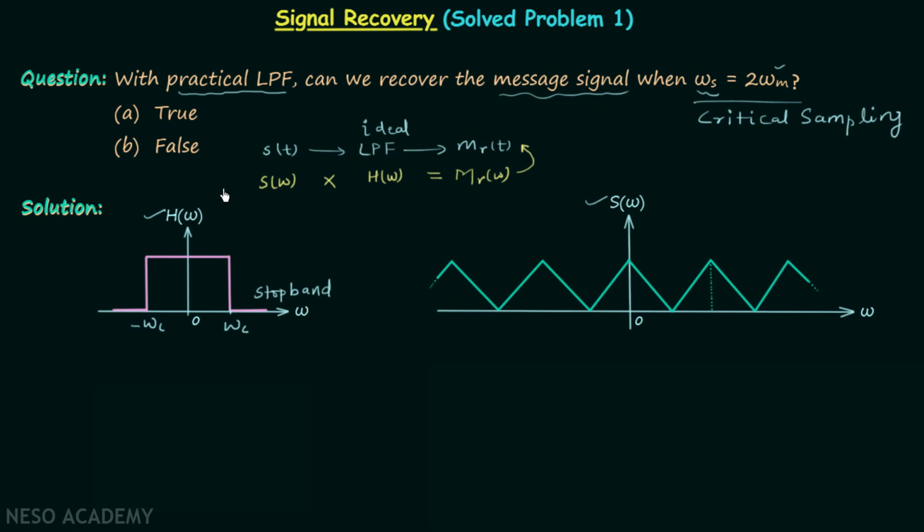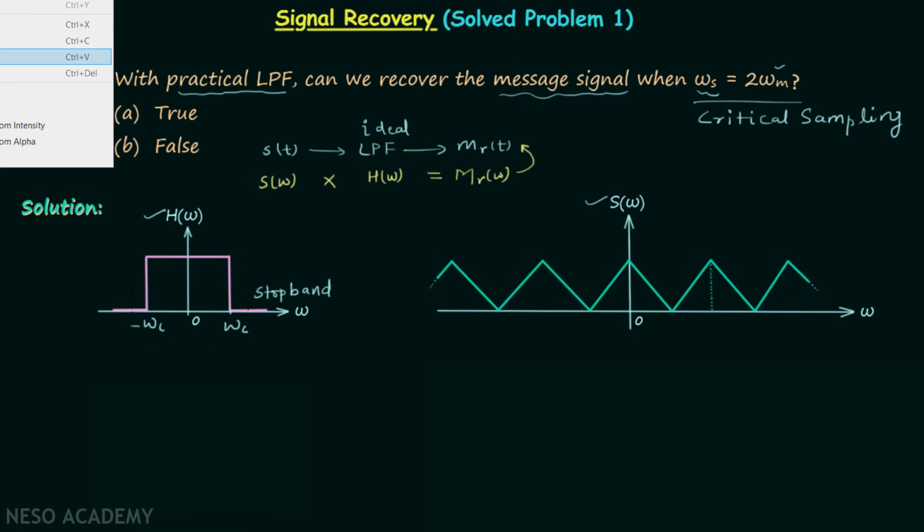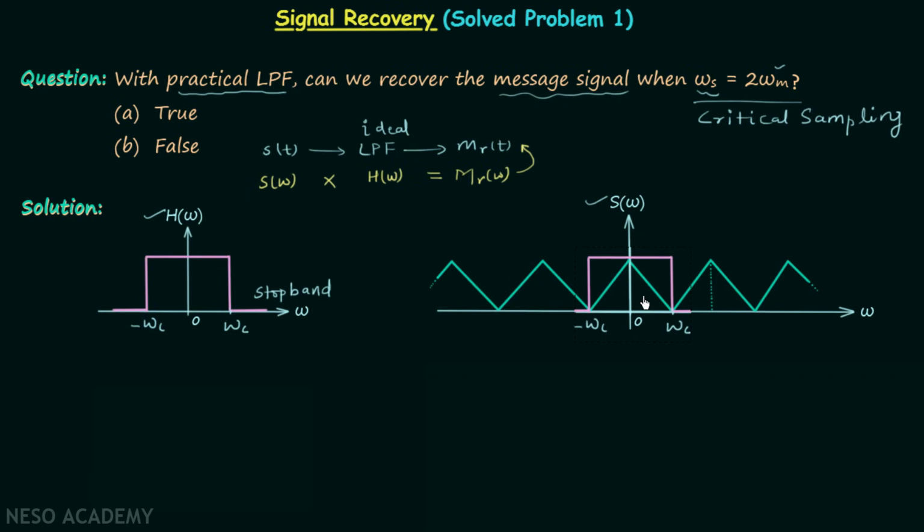So we will multiply H omega and S omega, and to give you the clear picture of what actually is happening, I will copy this portion of the waveform and then I will paste it, and finally I will try to overlay it properly here. And now you can see that according to the property of low pass filter, this portion of the waveform of S omega will be passed, and this portion and this portion will be stopped by the low pass filter, and therefore MR omega will have the waveform like this, which is the spectrum of the message signal.